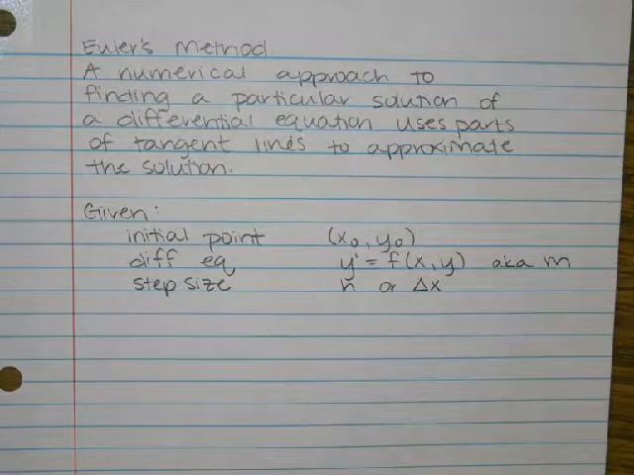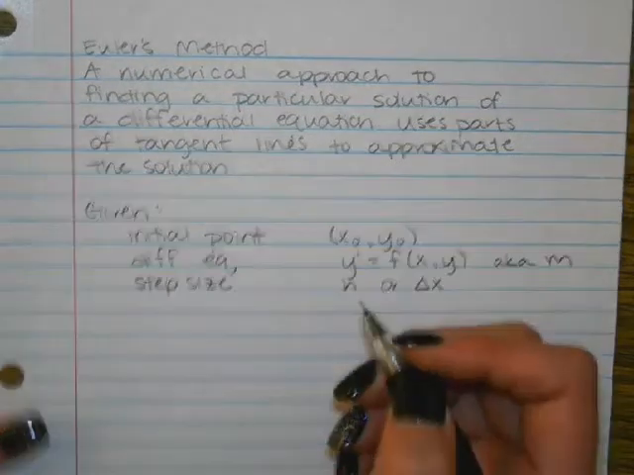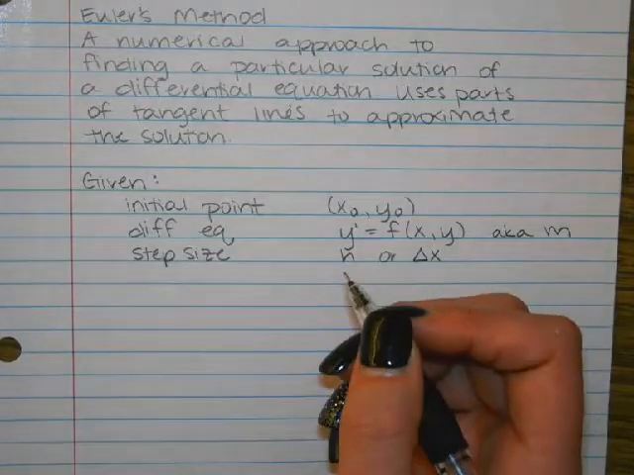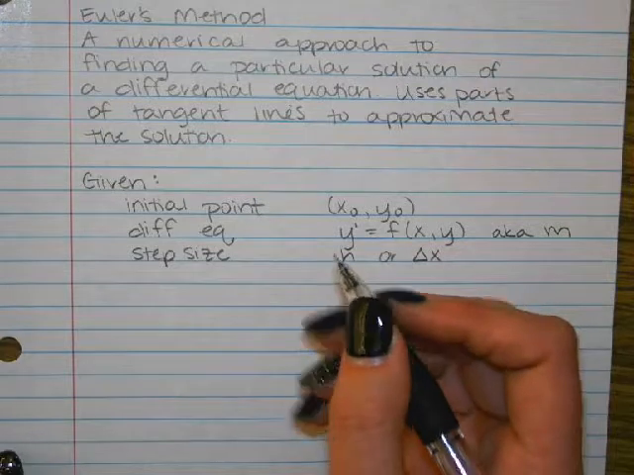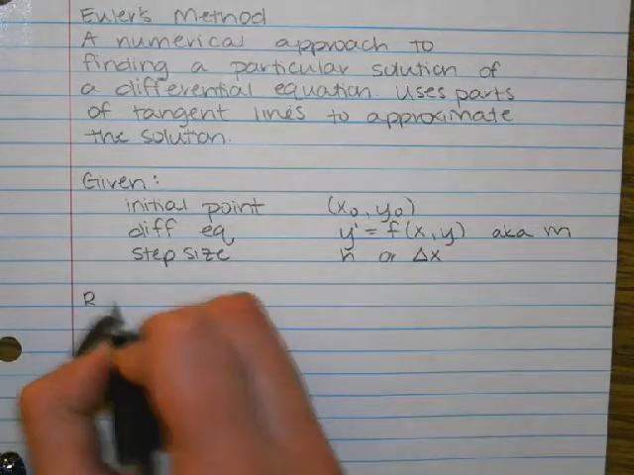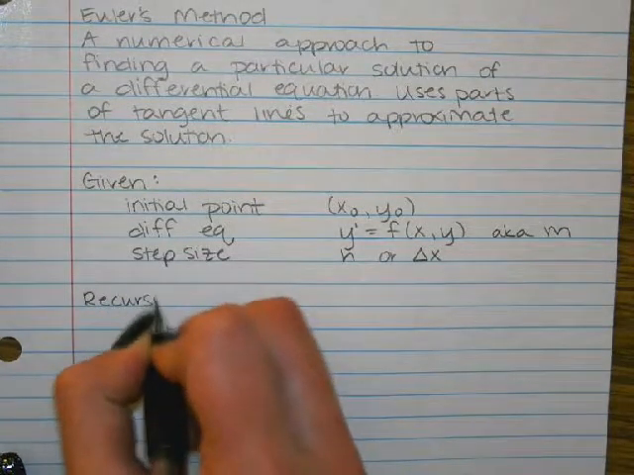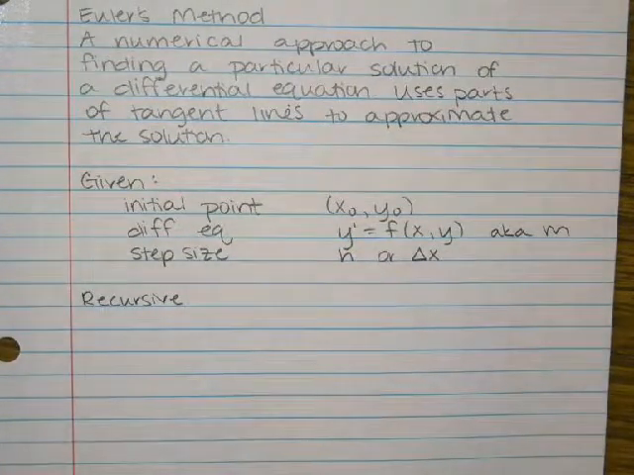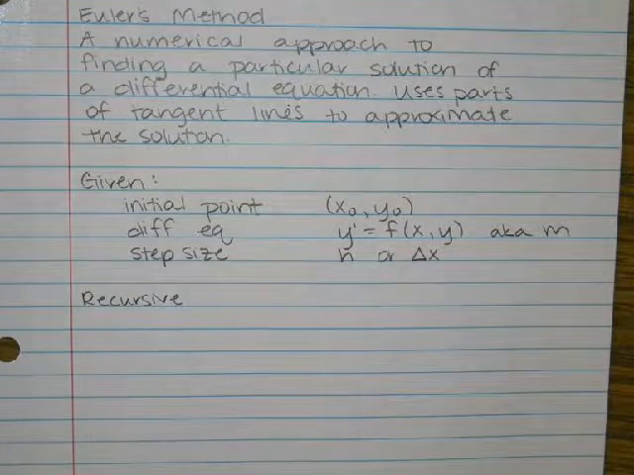Okay, so when we look at Euler's method, it's going to give us a recursive function. Do you guys remember what recursive means if you were studying like arithmetic and geometric sequences? Do you guys remember that? There was explicit and there was recursive. Does that ring a bell? It rings a bell.